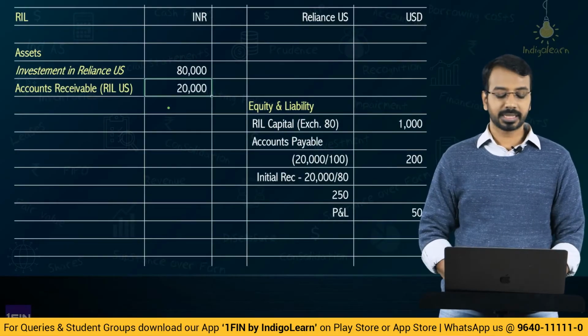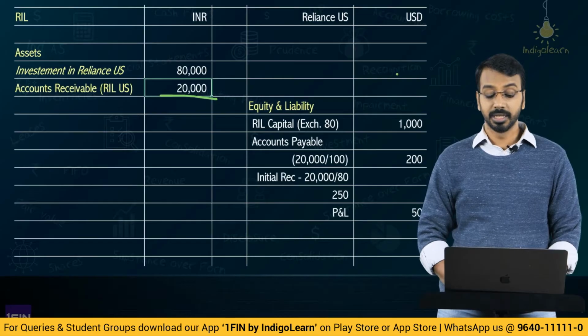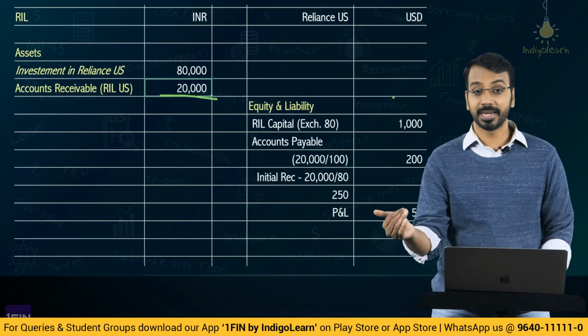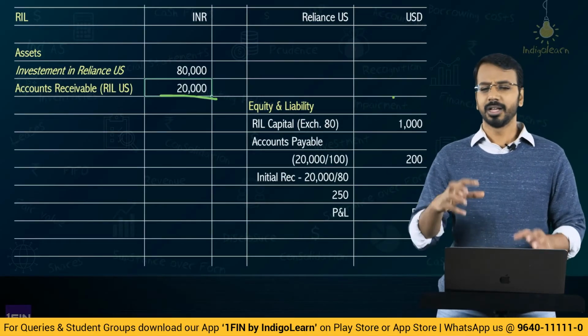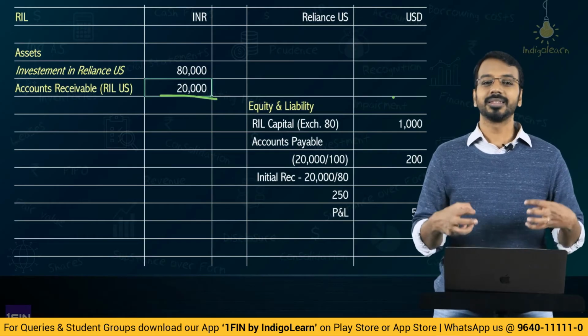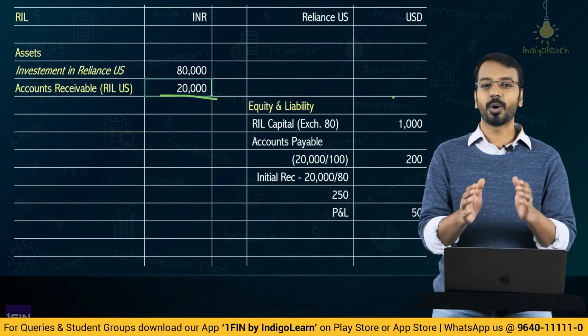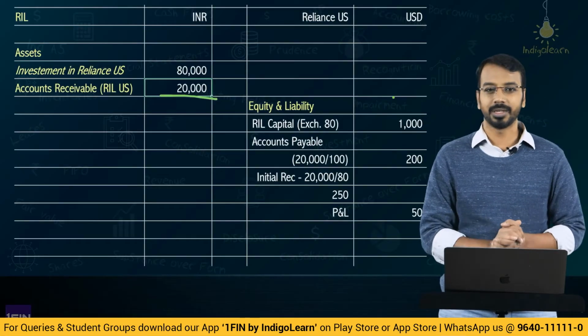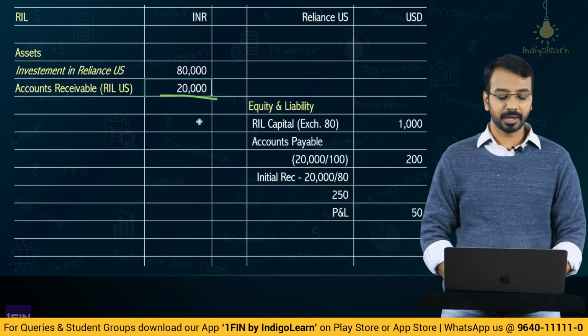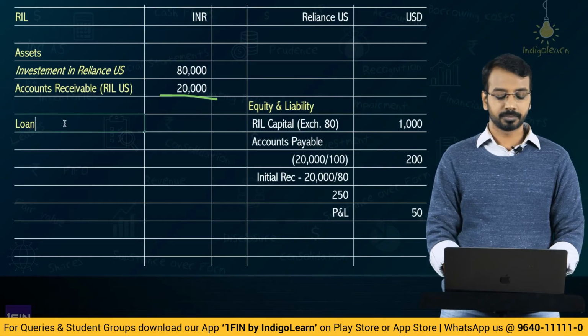Now, in this case, what happens? There is actually a sale transaction. This branch will sell these goods outside, and on that they will make some profit. All of those things would happen, and this is a part of your normal trading transaction, which has created a monetary asset and a monetary liability. But think of a case where there is also a loan given.